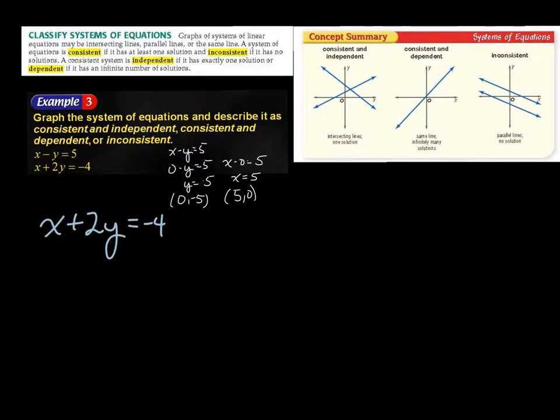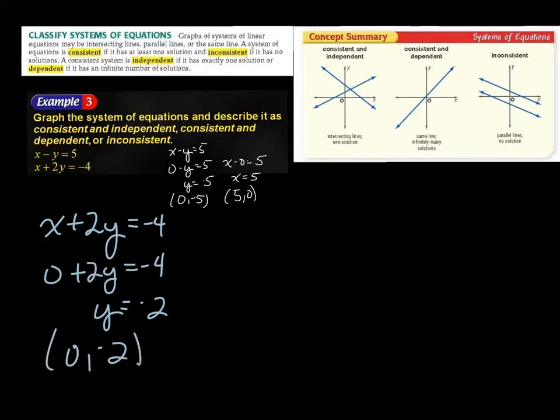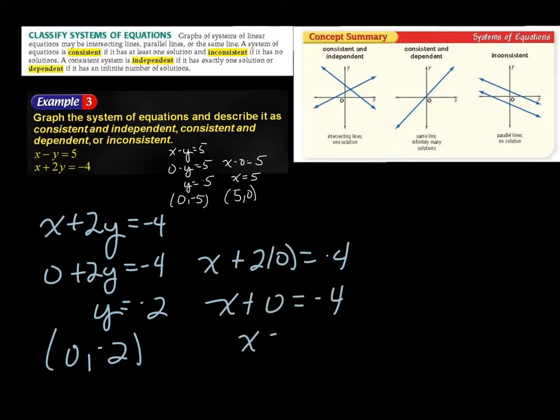For the other equation, if I put 0 in for x, I'm going to get -2 for y. And if I put 0 in for y, I get -4 for x. So I've got two nice sets of ordered pairs. I can plot the points, draw the lines.